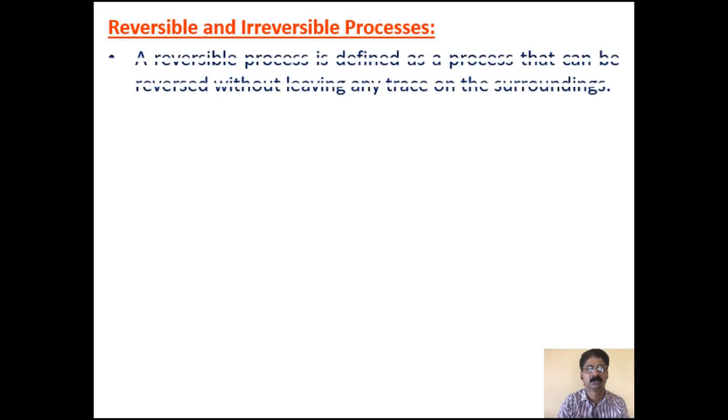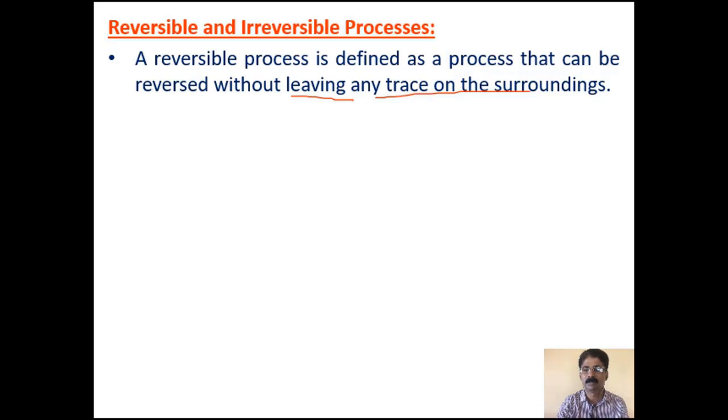Now, reversible and irreversible process. A reversible process is defined as a process that can be reversed without leaving any trace on the surroundings. A process is nothing but the change of state, wherein the working substance moves from one state to another state. If it is a reversible process, you should be able to bring the system back to its initial state. You can bring the system back to its initial state very easily, but at the same time, there should not be any trace left on the surroundings.